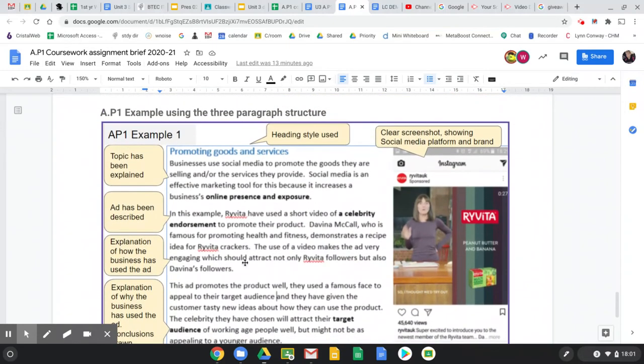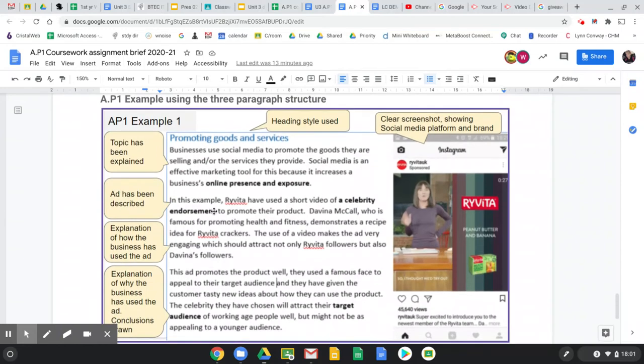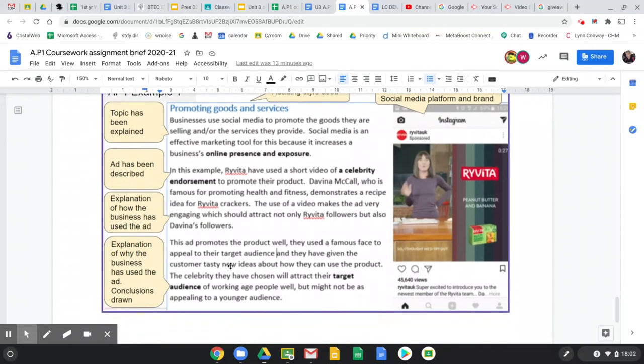So you can see that this short topic, so probably around about 200 words for this whole topic, has been broken down into the 3-paragraph framework. In the first one, I've explained a little bit about what the topic is. In my second paragraph, I've described the ad that I'm going to be using. So I've described who it was. This was a celebrity, and I've explained what she's using it for. And any key terms which are interesting as far as social media and business is concerned, I've put into bold.